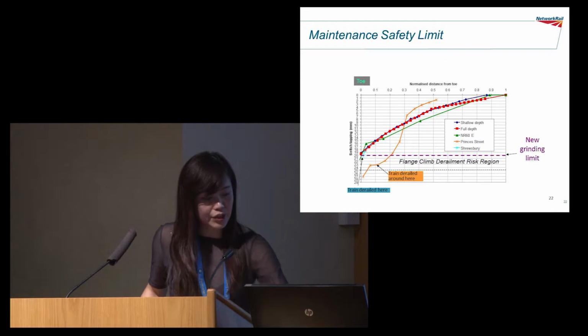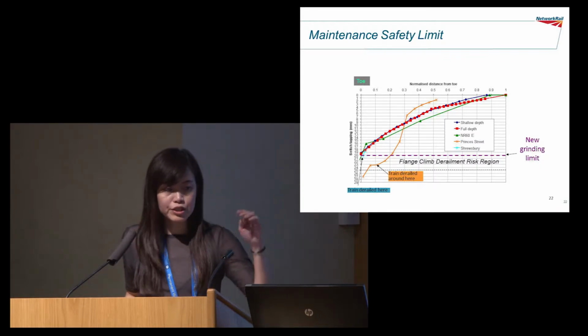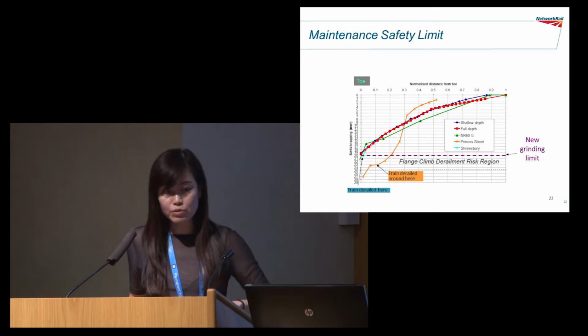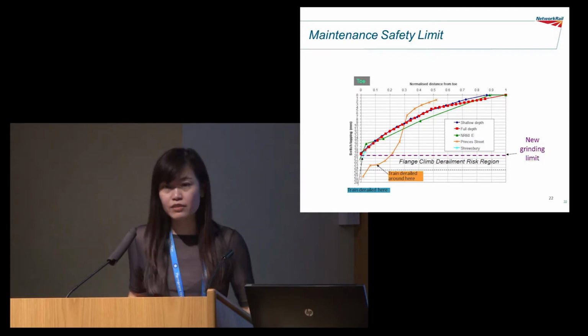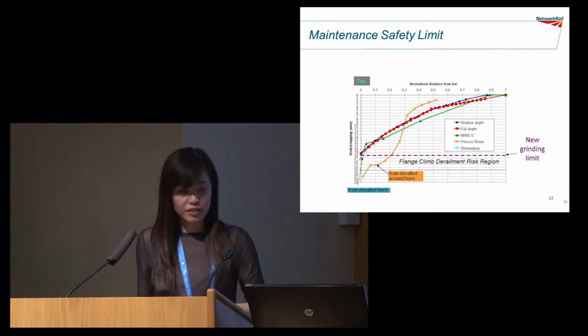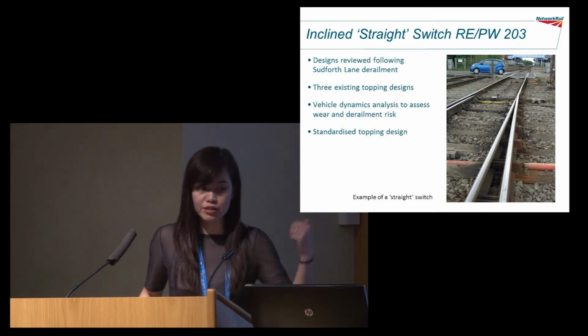So we're setting a new grinding limit. If you find the switch topping being 20 mil or deeper, then that's it, no more grinding. You have to weld repair to build up the switch. This was published in a new letter of instruction last week.